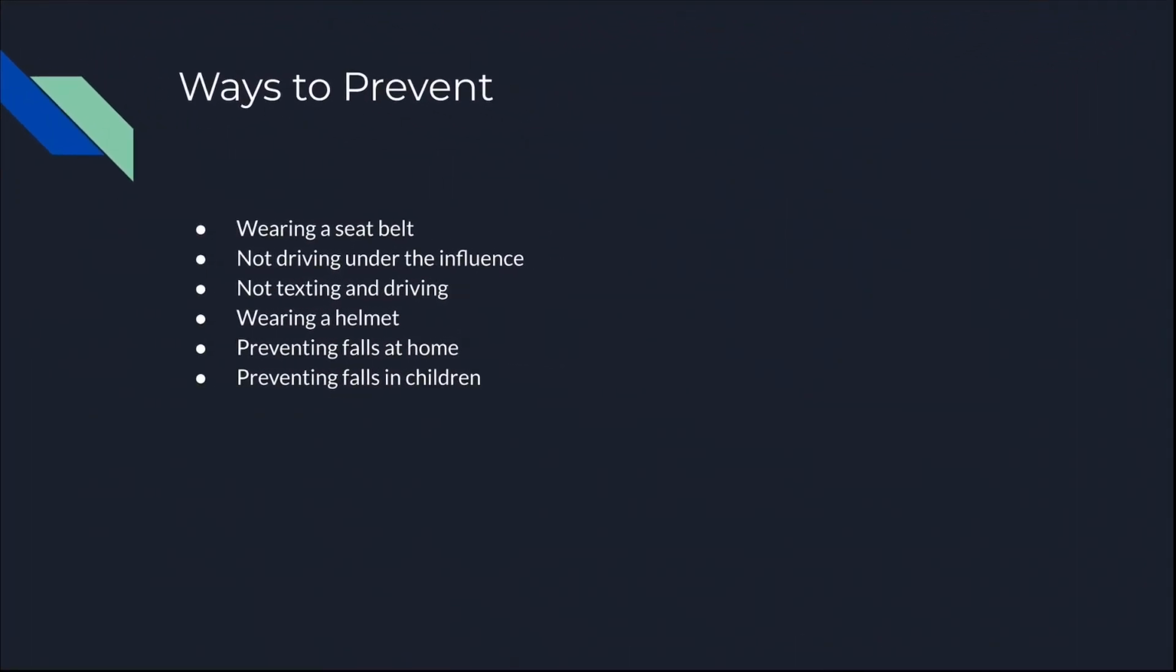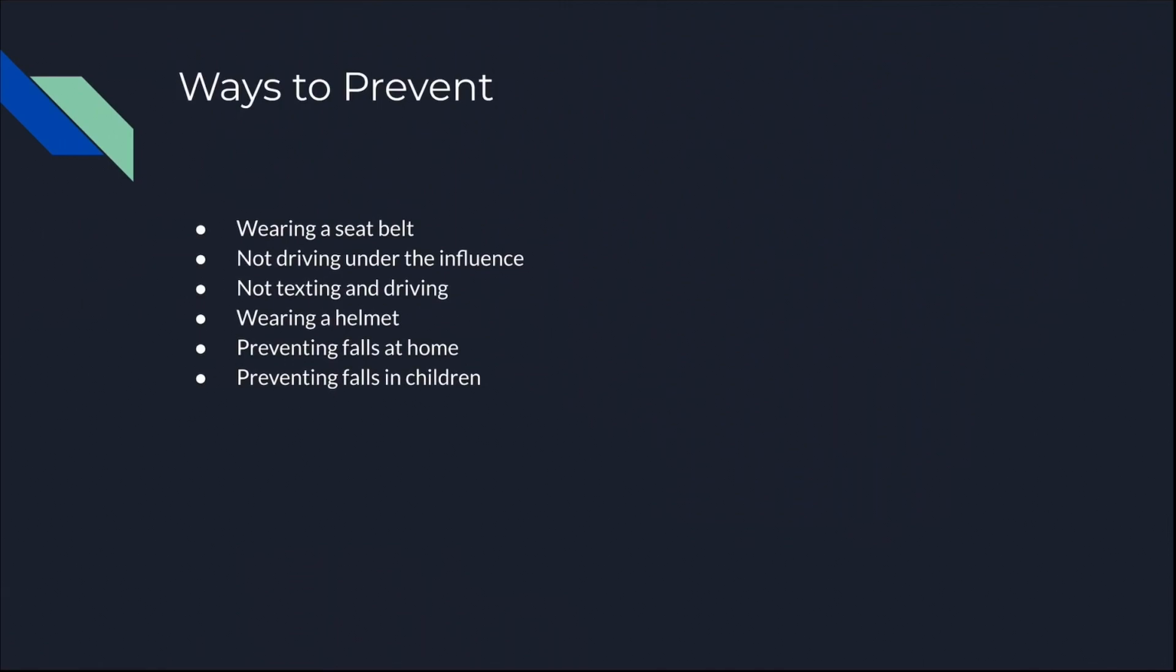Head injuries can be prevented by wearing a seatbelt, not driving under the influence, not texting and driving, wearing a helmet, preventing falls at home, and preventing falls in children. A seatbelt should be worn every time you are riding or driving in a motor vehicle. Driving under the influence can involve drugs, including prescription medications or alcohol that have the ability to impair a person's driving. The number one driver distraction is being on their cell phone. When using a phone while driving, it is similar to having a blood alcohol level of 0.08.